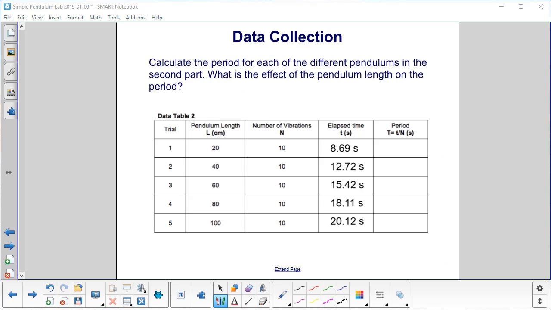Calculate the period for each of the different pendulums in the second part of the lab. What is the effect of the pendulum length on the period? So we'll do a couple of these. The first one will be 0.869. Skip 1, we get 1.542. And finally 2.012. So let's move on to our next slide for the answer.